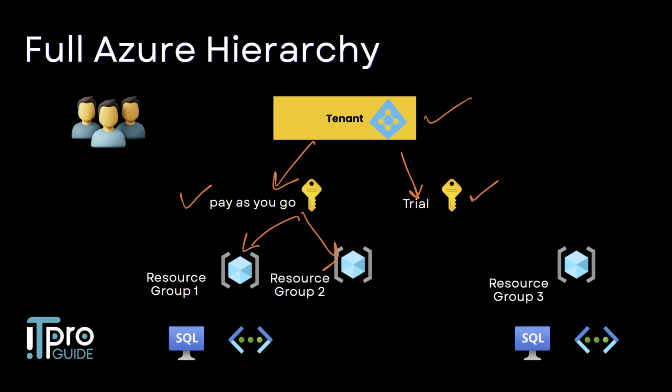So the first three in the hierarchy: tenant, subscription, and resource group. You can only create a resource once you have all these three. You cannot just start creating a virtual machine. You need a tenant, you need a subscription, and you need a resource group also.